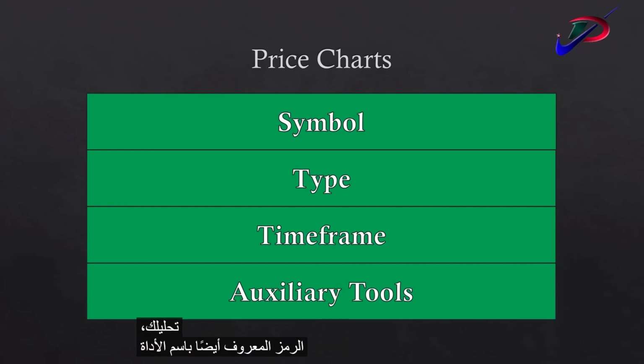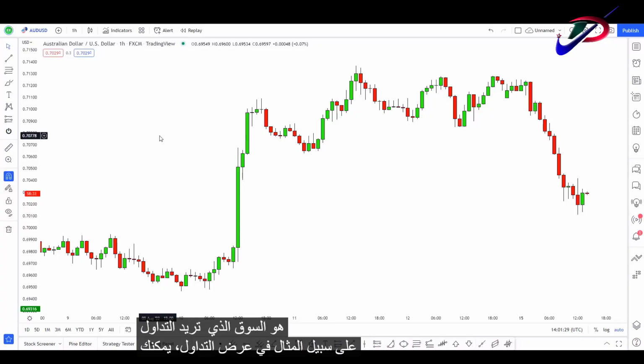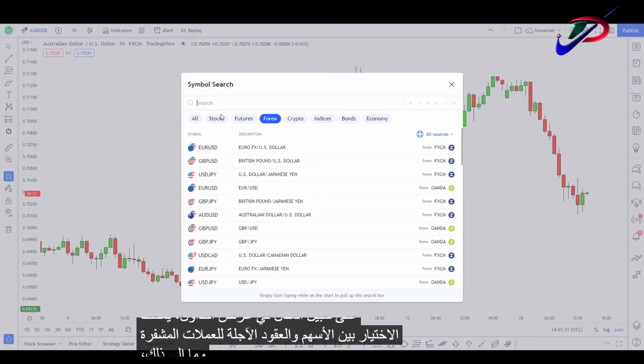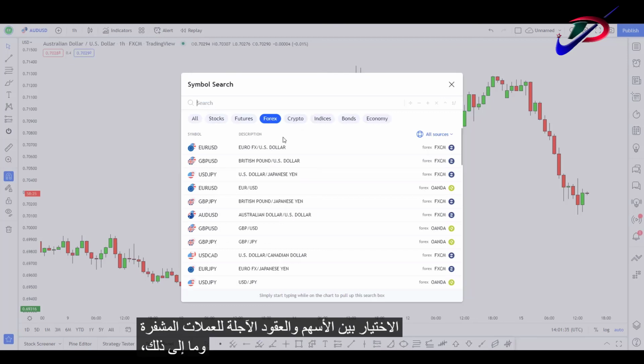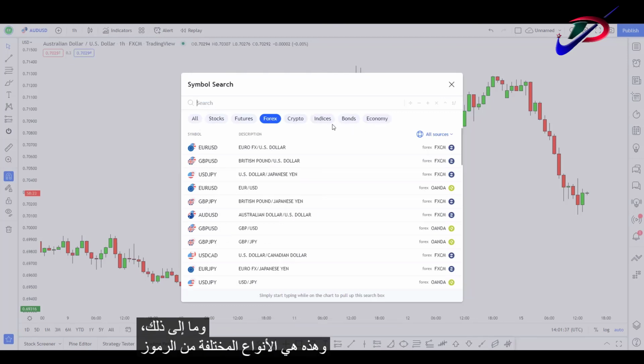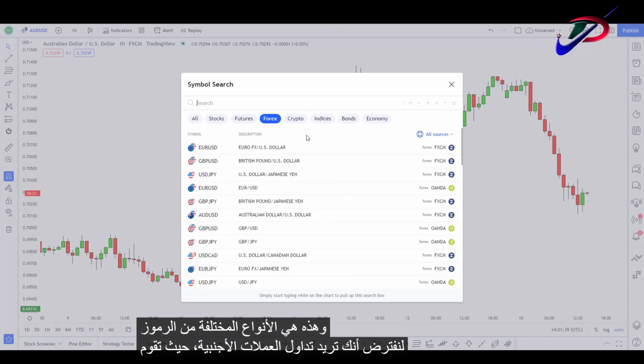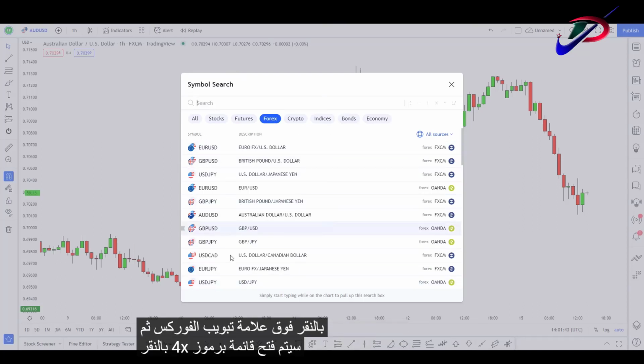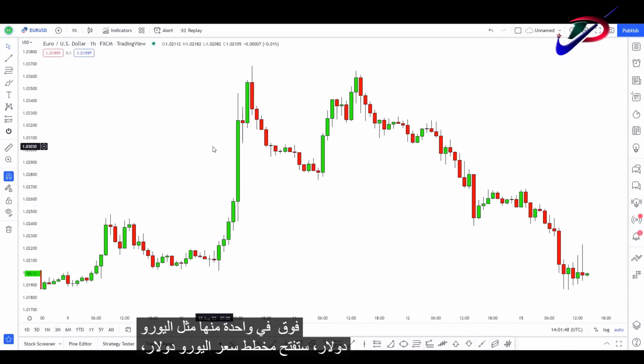The symbol, also known as the instrument, is the market that you want to trade. For example, in TradingView, you can choose between stocks, futures, forex, crypto, and so on. These are the different types of symbols. Let's say you want to trade forex. You click on the forex tab, and then a list of forex symbols will open. By clicking on one of them, like the Euro USD, you will open the Euro USD price chart.